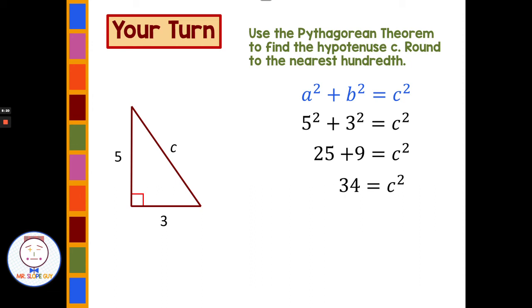And this doesn't come out to be a perfect square. So I'm going to want to use my calculator to take the square root of 34. The square root of C squared is C. The square root of 34 is 5.83. And when we're asked to round to the nearest hundredth, that's like rounding to the nearest penny, like 5 and 83 hundredths. So our missing hypotenuse is 5.83.